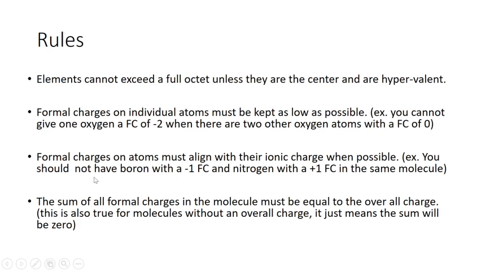Formal charges on atoms should align with their ionic charge when possible. For example, you should not have boron with a -1 formal charge and nitrogen with a +1 formal charge in the same molecule, because that is not the ionic charge that each of them really wants. And the sum of all your formal charges in the molecule has to be equal to the overall charge. This is also true for molecules that don't have an overall charge. It just means that in those molecules, the sum of the formal charges of the atoms will be 0.